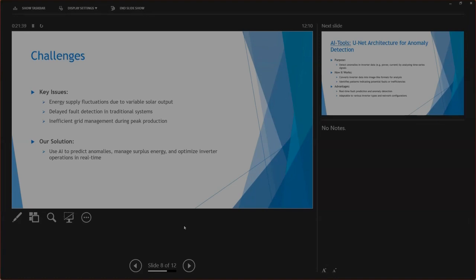And through other projects that we had in the past, or proposals that we submitted, they do not currently seem interested in improving their own software for grid management. So we are trying to find other solutions for them. Our solution is to use AI to predict these anomalies, manage the surplus energy, and optimize inverter operations in real time, this connection and disconnection to the grid.